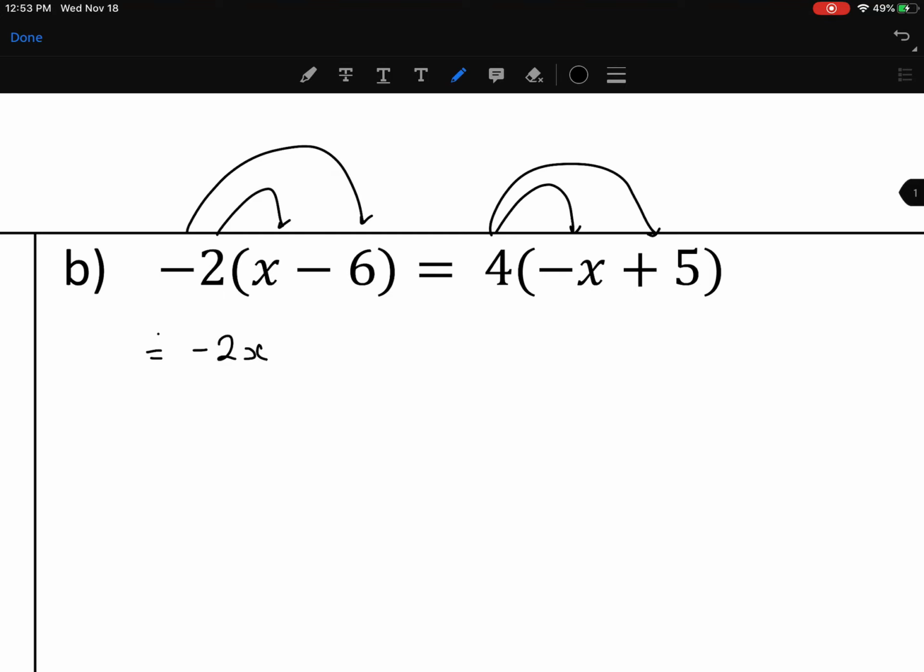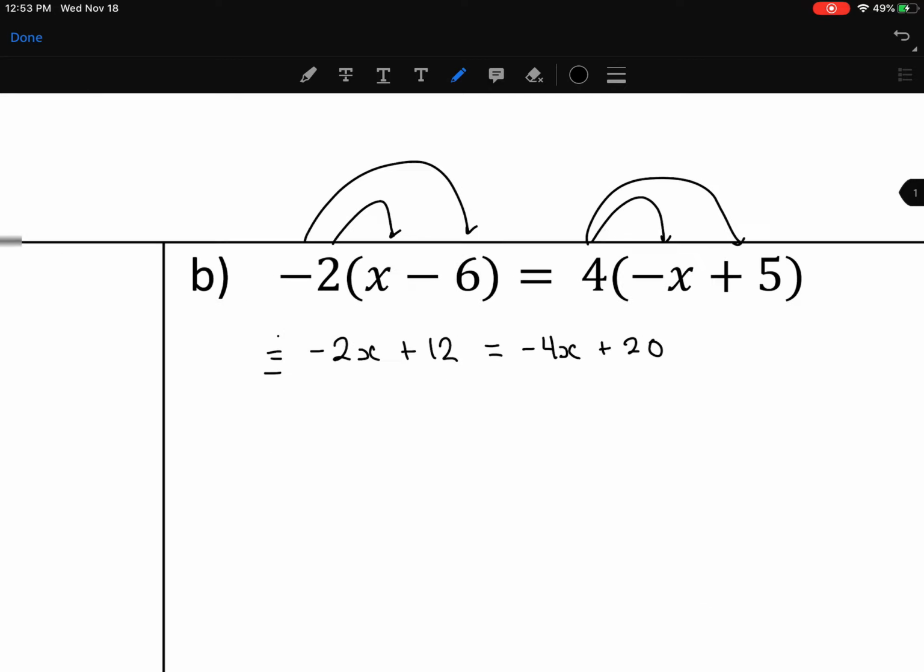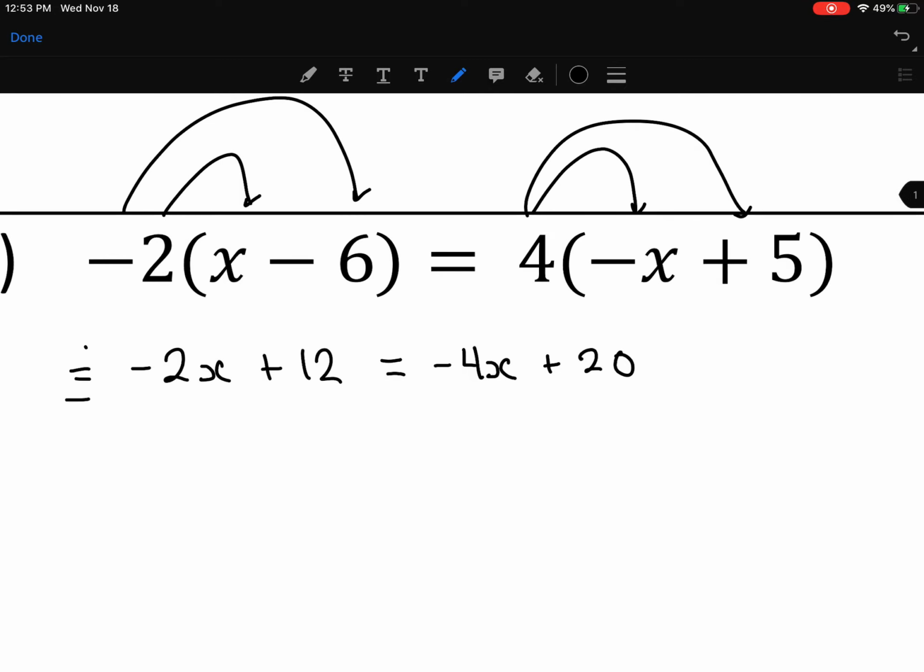This is something we went over in lesson 2. Negative 2 times x is negative 2x plus 12. And I'm actually going to leave that negative here for a reason. That's going to be equal to negative 4x plus 20. I just want to pause there.